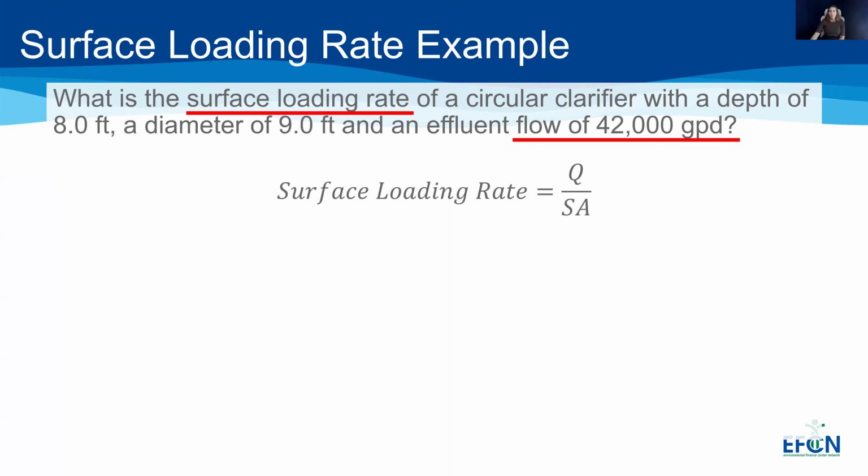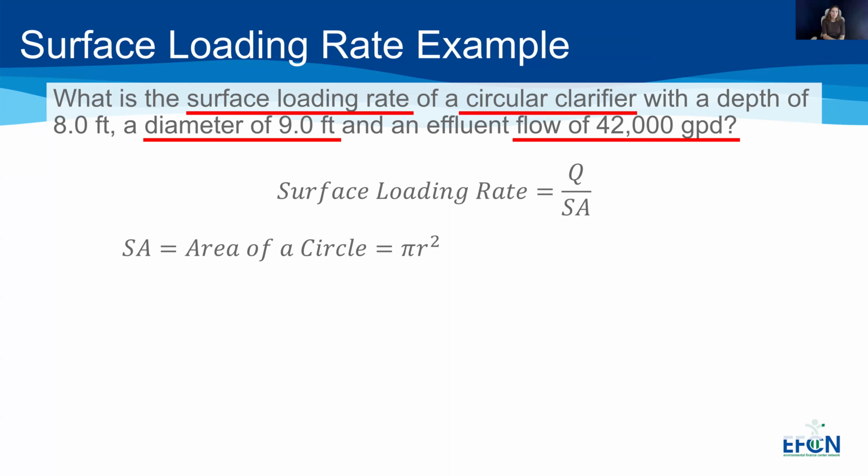So as you can see, the answer that was picked the most was 63.59 feet squared. And that is the correct answer. So let me show you why. If you remember from our last training, the surface area of a circle is equal to pi r squared.